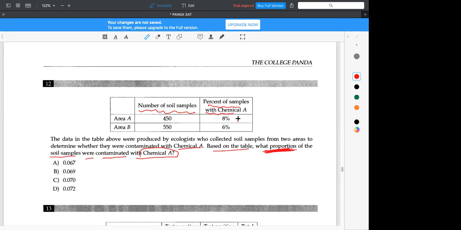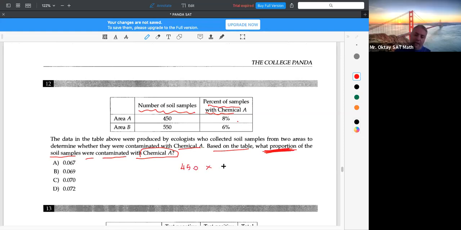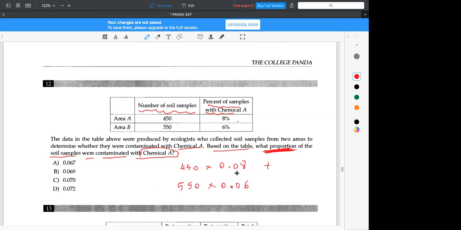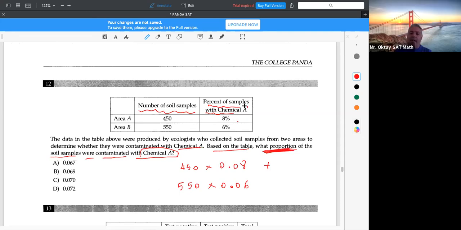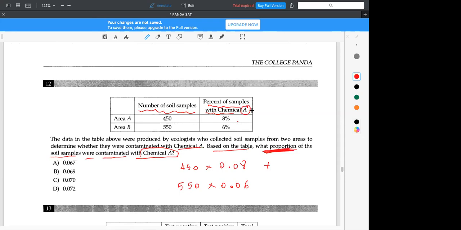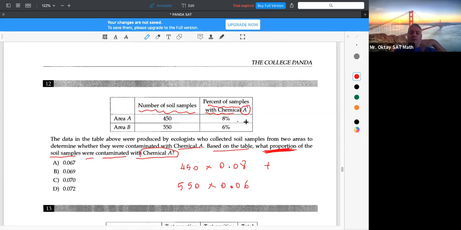So, sir, 0.08 times 450. So 450 times 0.08. This will be for area A. What about for area B? Should we say also plus 550 times 0.06? What do you think? No, because it doesn't say, sir. Just say only with chemical A. But this is chemical A. Then yes, both of them. So chemical A comes from 2 different sources. So I think this should be.